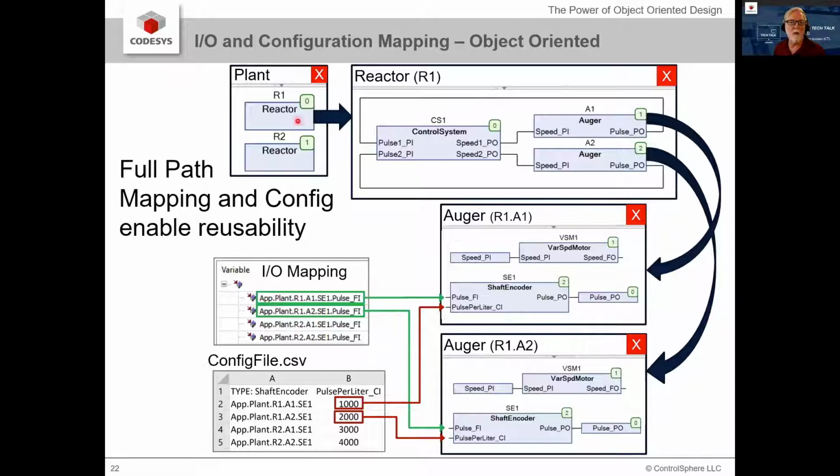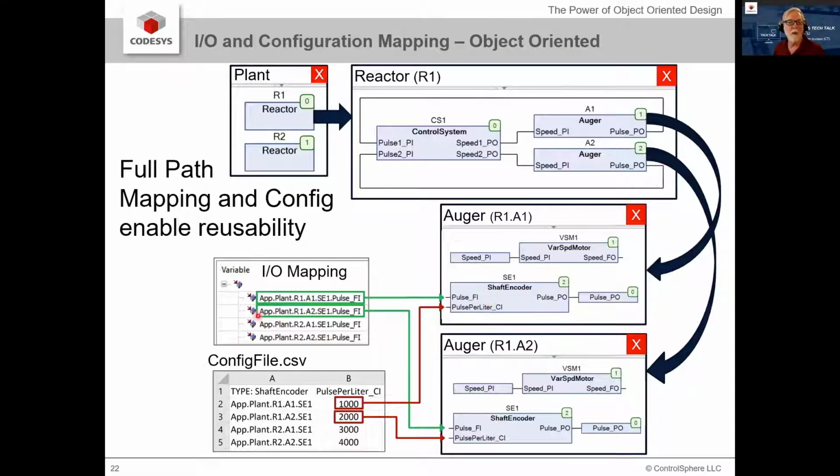It's just the application.plant, that's the name of the program, .R1, that's the name of the first reactor, .A1, that's the name of the first auger in the first reactor, and .SE1, that's the name of the shaft encoder, .pulse_FI. So when you're typing in this full path name, I can just do plant dot, and it'll give me R1 and R2. Dot, it'll give me A1 and A2. Dot, it'll only give me SE1. Dot, and then it'll give me all the inputs and outputs for that. But I know which one I want because it's got to have an FI on it. I just map it to the field input.